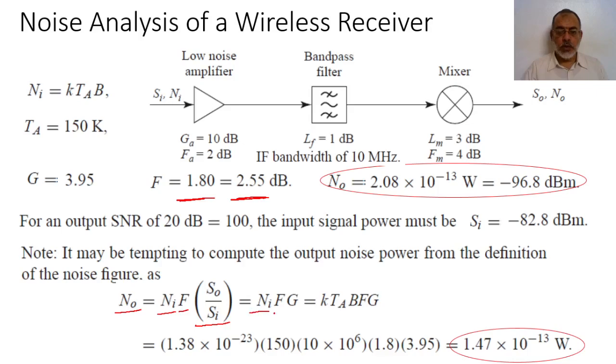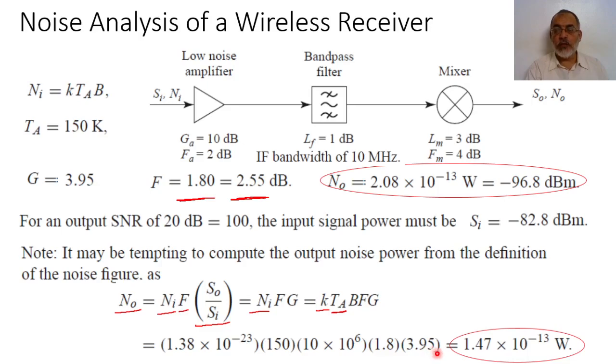Noise input is K multiplied by the noise temperature of the antenna multiplied by the bandwidth. This is the input noise. F is the noise figure. The magnitude of the output signal to the input signal is effectively the gain. So let us calculate this. K is Boltzmann constant. Noise temperature of the antenna is 150. The bandwidth is 10 megahertz. Noise figure is 1.8. And the gain is 3.95.